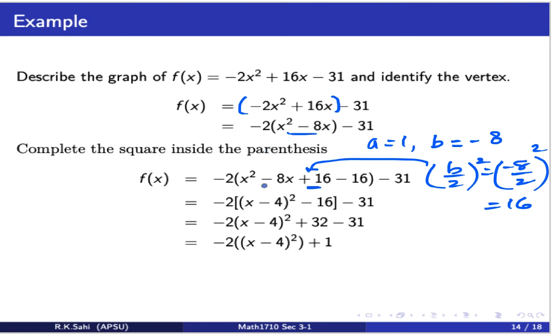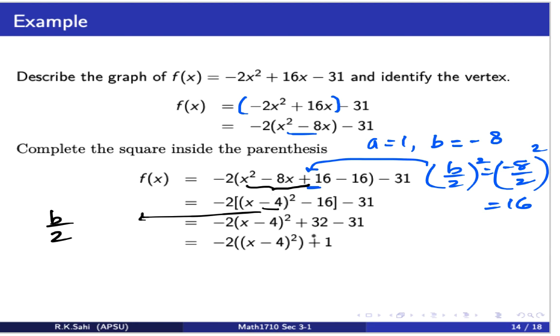So this one becomes this. This whole expression, x squared minus 8x plus 16, is a perfect square. And how do we write it down? It's (x minus 4) the whole square. How does this minus 4 come about? This minus 4, remember once again, is b over 2. So it is minus 2 times (x minus 4) the whole square. This minus 16 pops down, and then we close the brackets, and then we have negative 31.